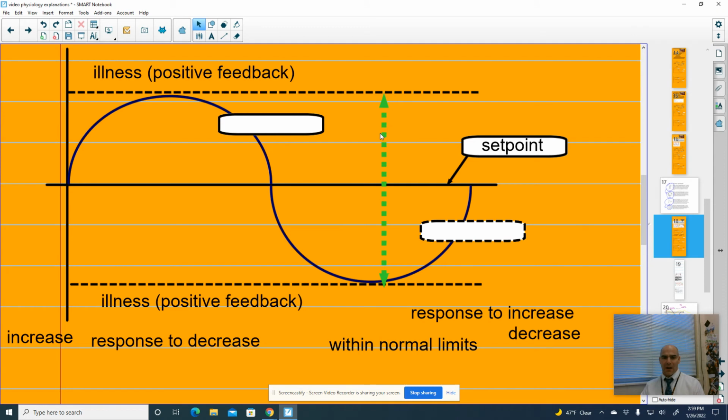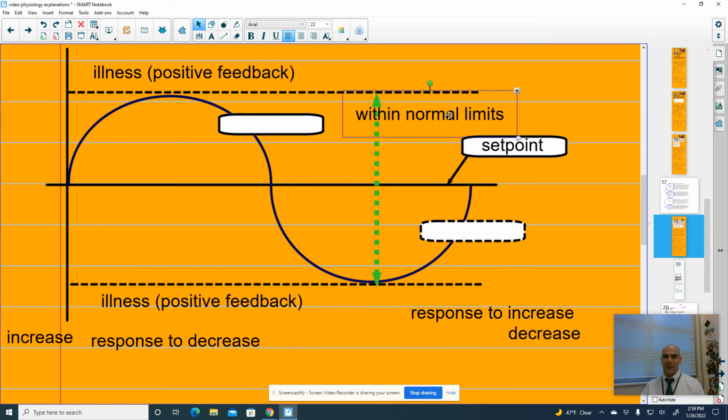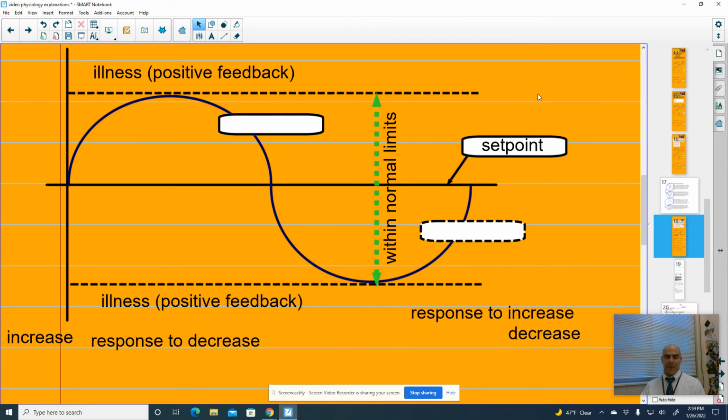Between the dotted lines, though, we can fluctuate quite a bit. And we call this fluctuation within normal limits. All right. Sometimes abbreviated WNL. So you have a big fluctuation on a lot of your variables. Some variables don't fluctuate as much, and these dotted lines are much closer together. And a lot of times it's not symmetrical either. So we'll talk about how this works. But generally, here's the mechanism.